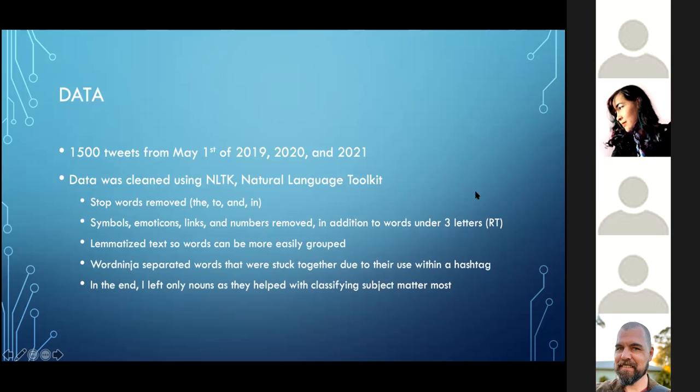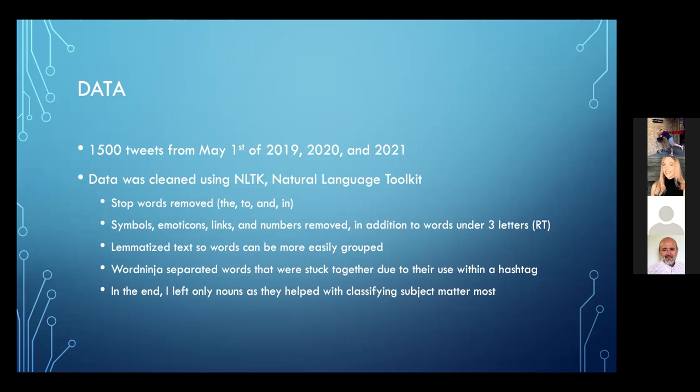We cleaned the tweets, so removing stop words like to, the, and, in, just unimportant words. We had to remove symbols, emoticons, links, numbers. I removed words that were less than 3 letters because like RT, a retweet, was in so many of the tweets I downloaded, so I had to get that out of there since it didn't really add to the content of the tweet itself. I lemmatized words so that they could be more easily grouped. Like, if you had the word apple, apples, it just puts it all together so you could count how many of the words there were when you're doing a bag of words.